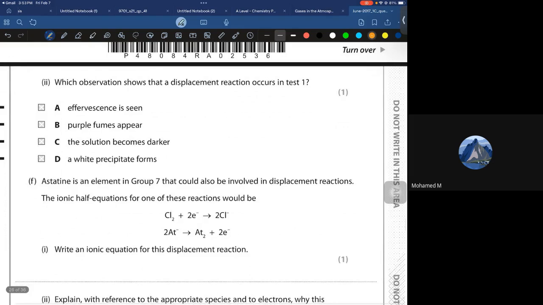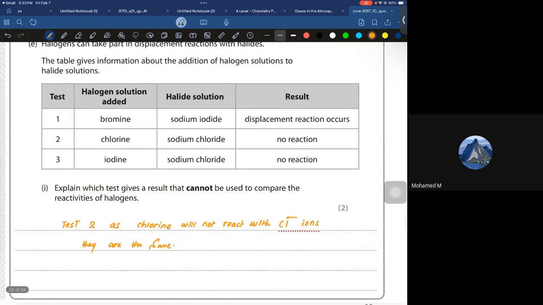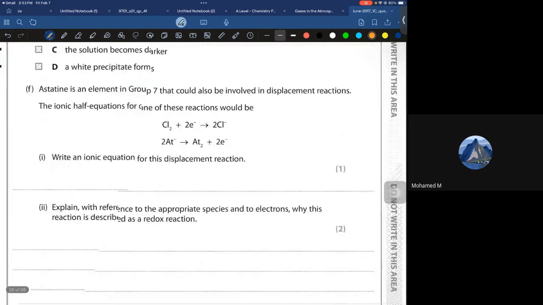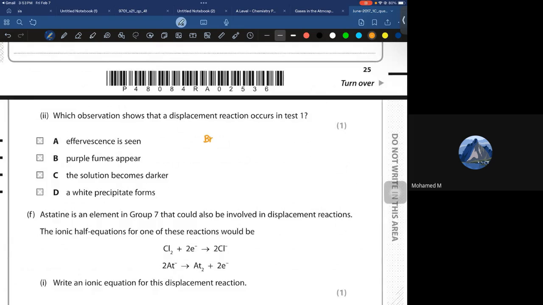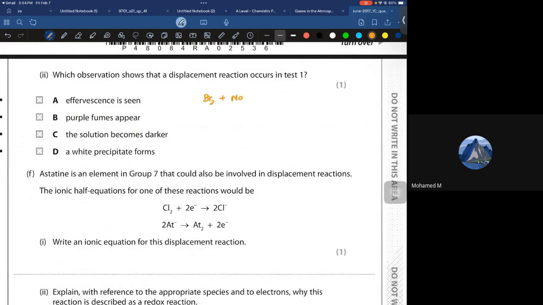Which observation shows that a displacement reaction occurs in test 1? In this test, bromine is reacting with NaI. Bromine is going to react with NaI, and bromine is more reactive, so it would be displacing the iodine.